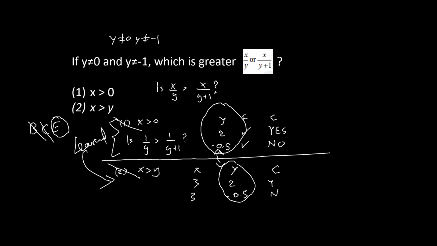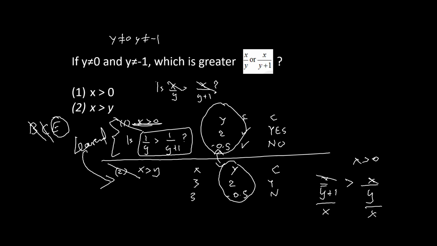Hey, quick question. Yeah. How did you manipulate that equation from x over y to 1 over y? I didn't really. Are you talking about what I did here? Yeah. So if x was positive, I could cut the x on both sides. So x over y plus 1, is that greater than x over y? If x is positive, I can remove x from both sides because I can divide both the equations by x and x will get eliminated. Okay. Yeah.